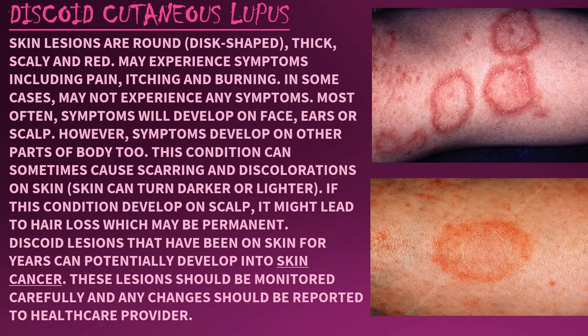This condition can sometimes cause scarring and discolorations on the skin. Skin can turn darker or lighter. If this condition develops on the scalp, it might lead to hair loss, which may be permanent. Discoid lesions, which are shown in this picture, that have been on the skin for years can potentially develop into skin cancer. These lesions should be monitored carefully and any changes should be reported to a healthcare provider.